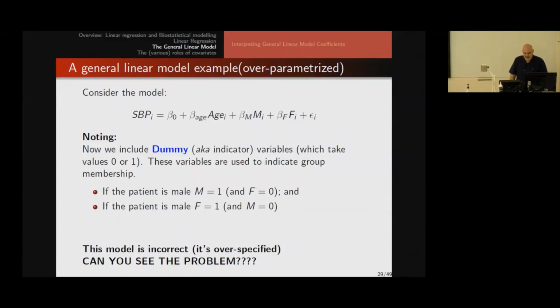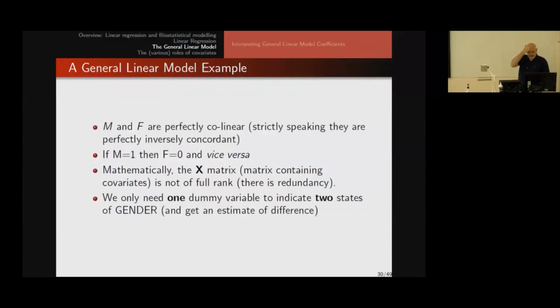It's over-parameterized. Really, you could say they're collinear, but we don't talk about collinearity when we're talking about categorical variables. I would say that they are perfectly inversely concordant. In other words, if I invert it, they agree 100%. So what that means is I need one dummy variable for 2 states. And in the case of gender, the 2 states are maleness and femaleness.